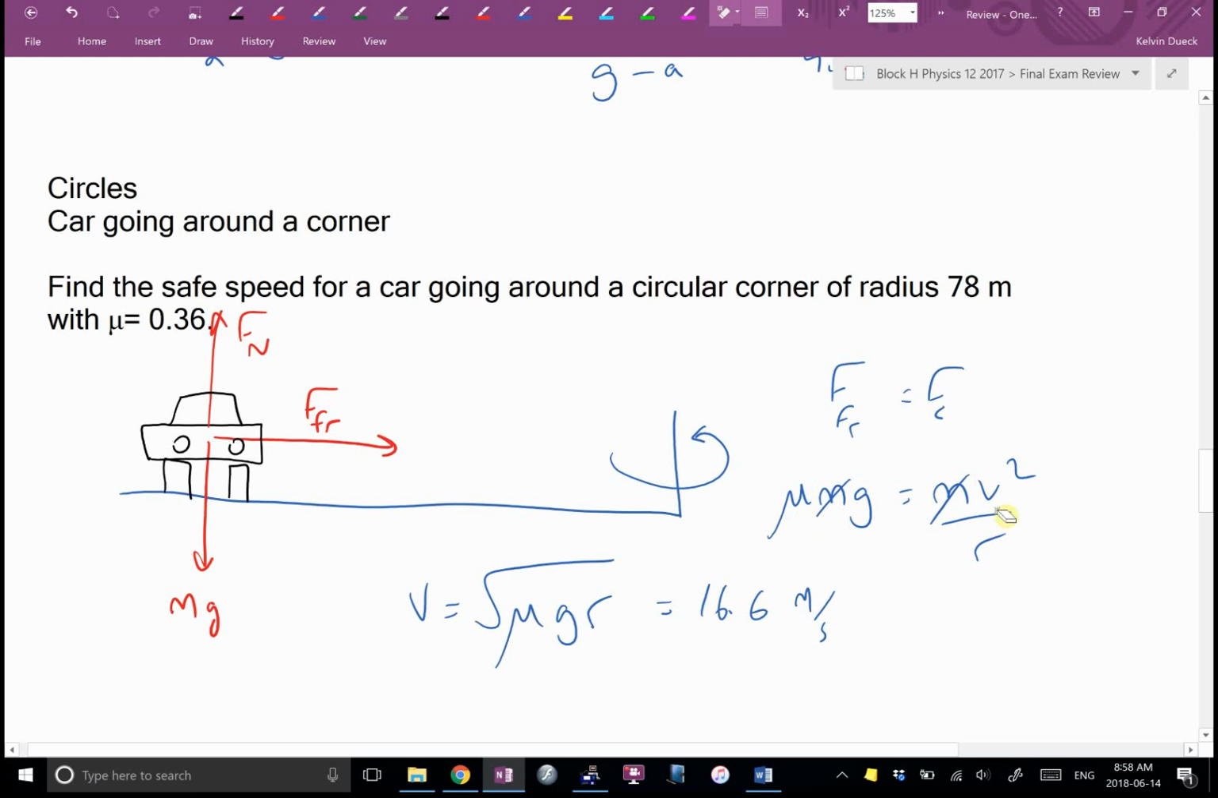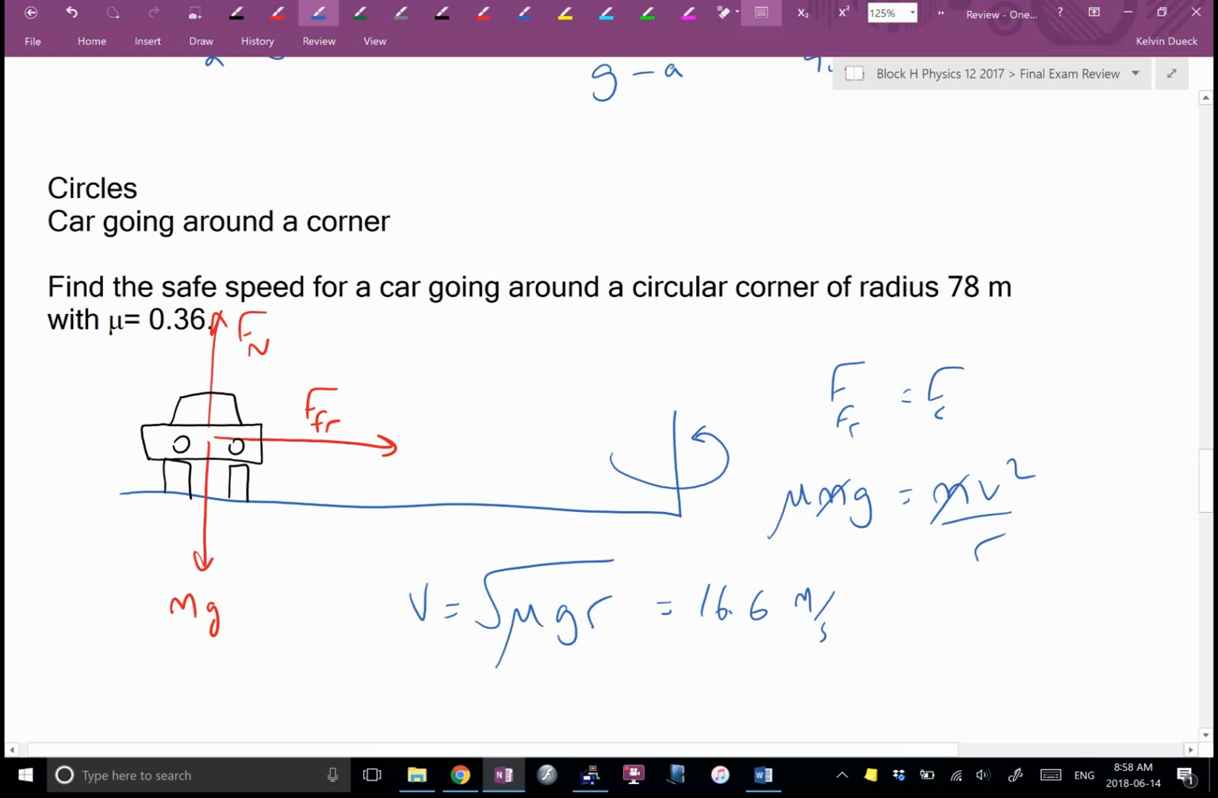This is the key equation. Can you see here, Paige? I could give you v and r and say find mu. I could give you mu and v and say find r, times the r over, divide the mu g down there. This was for horizontal circles.